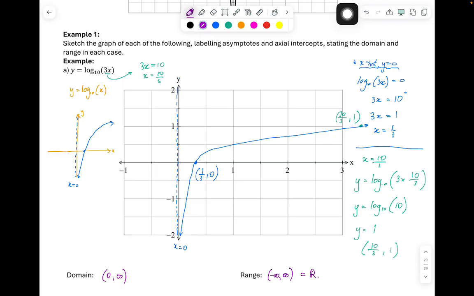So there we go, a log graph. Don't forget to pause, rewind, and replay if you want to rewatch.